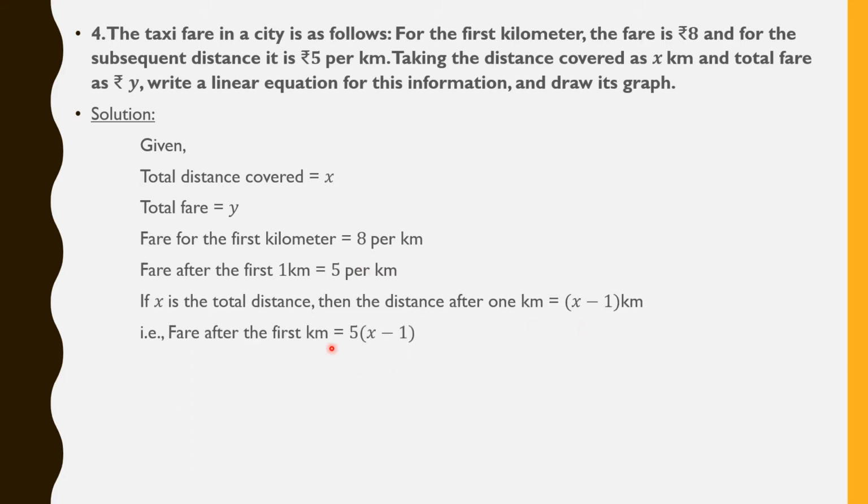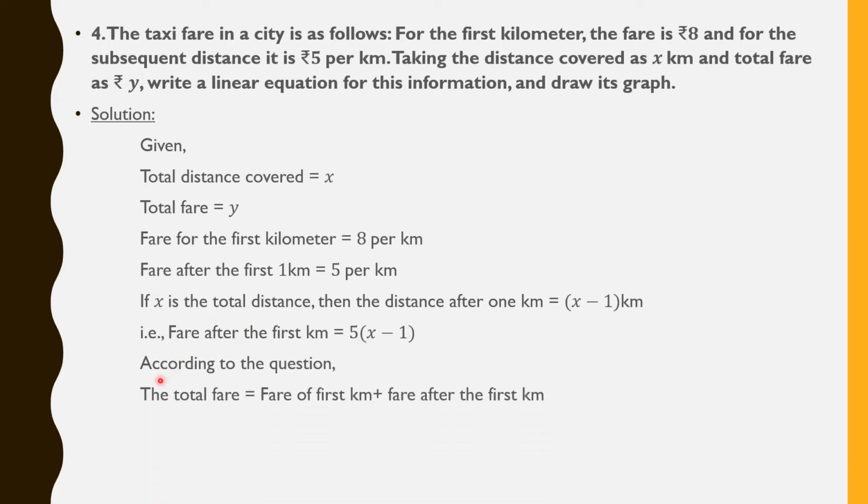So the fare for it would be 5 into (x - 1) because the rate after 1 kilometer is rupees 5 per kilometer. So according to the question, our equation becomes: the total fare equals fare for the first kilometer plus fare for after the first kilometer. So y, the total fare, equals 8 for the first kilometer, and after the first kilometer it is 5 into (x - 1). So this gives y = 8 + 5x - 5, which is y = 5x + 3.